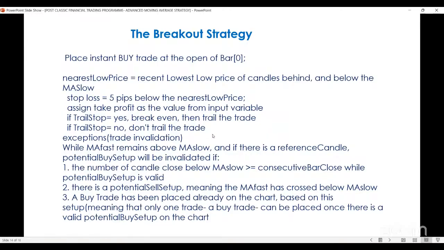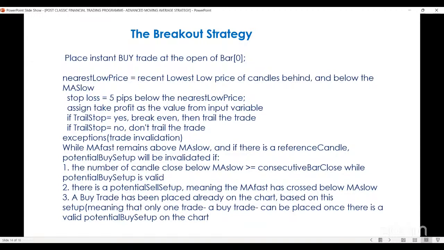If you are designing this and you're trading and you want to put break even, break even is if your trade has been in profit 10 pips, break even. That's what it means. You move your stop loss to break even and then you continue. But if you say no, I don't want to use trailing stop, you can just skip it and move on.